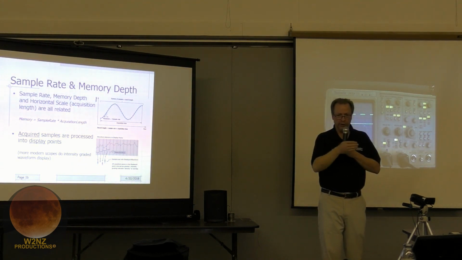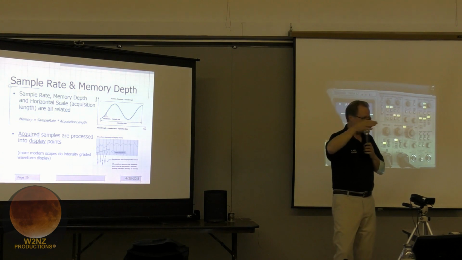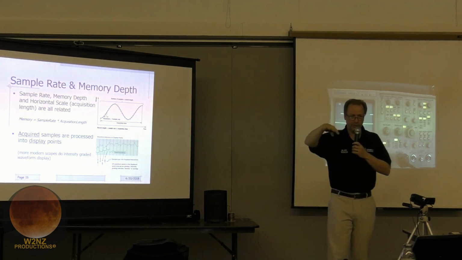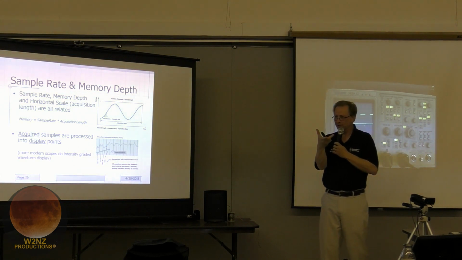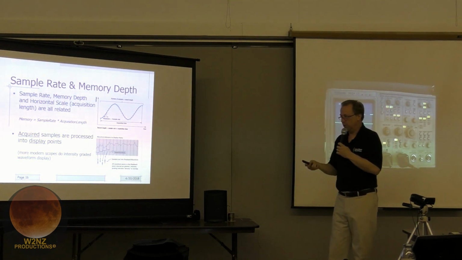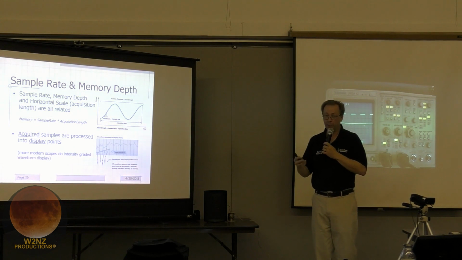So what kind of resolution can you get on an LCD display? 1024 by 768, 1280 by 1024, something like that. So I maybe have 1,000 points across the screen, but I might have a scope that's got 20 million points of memory. How do I do that?